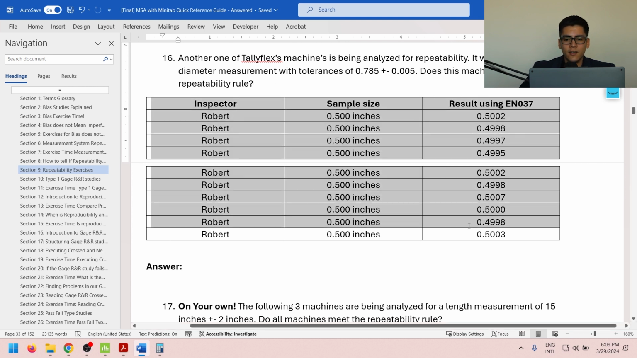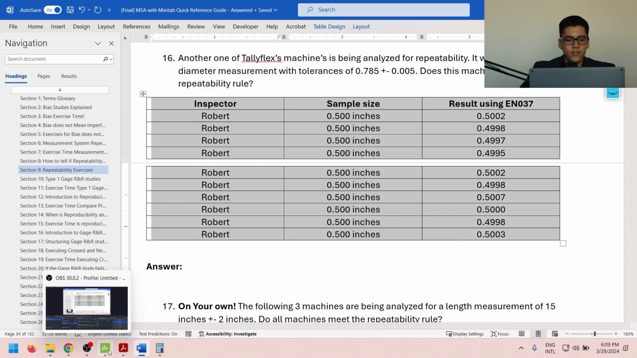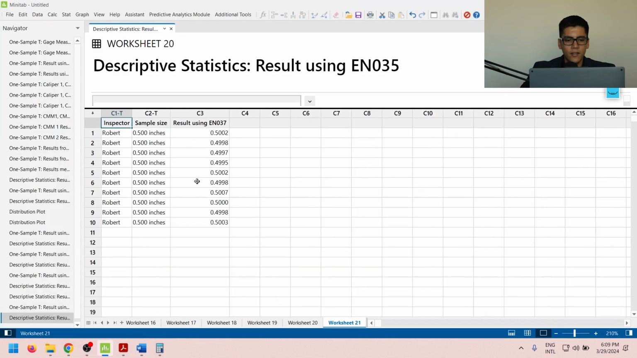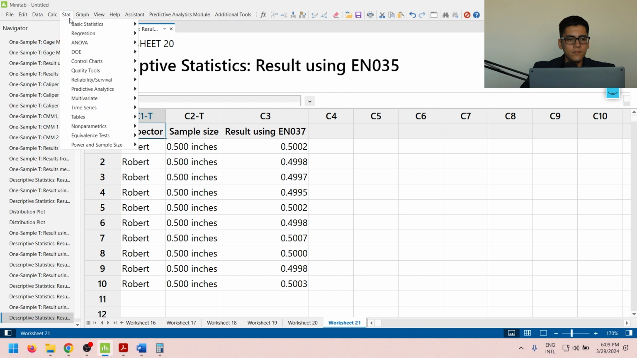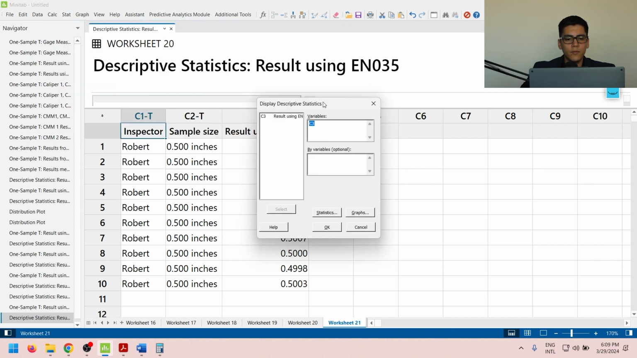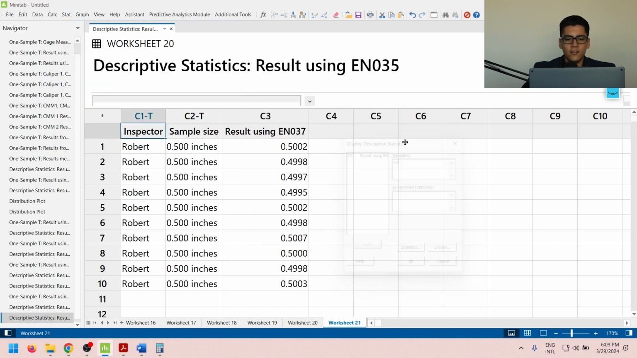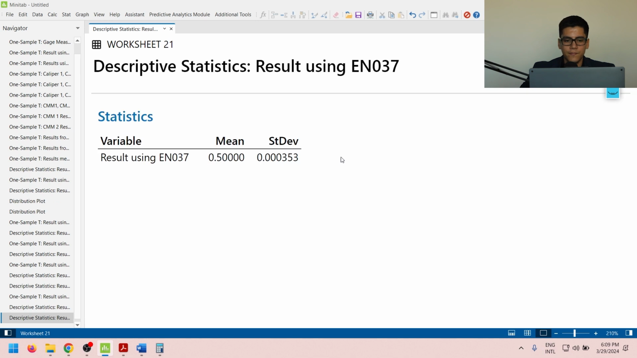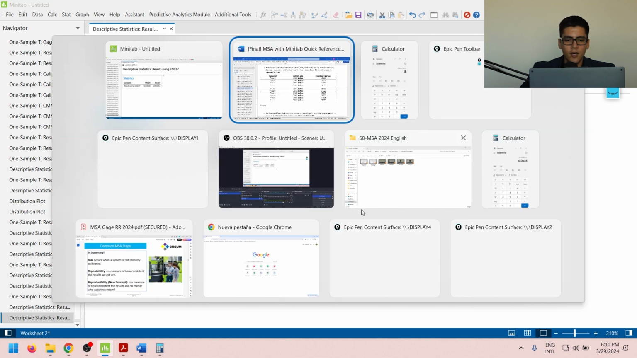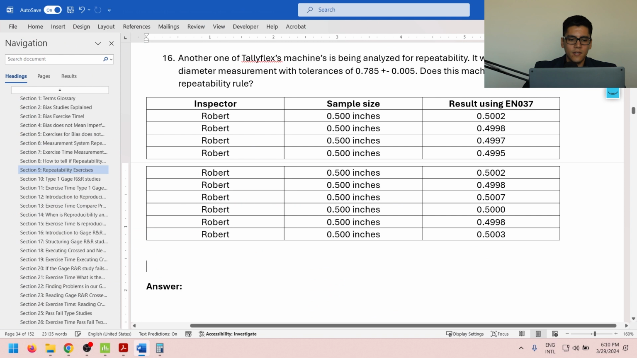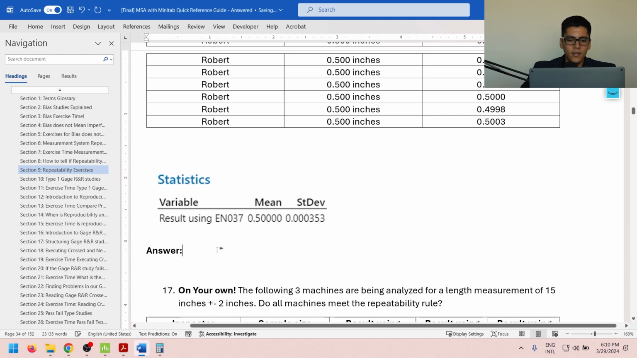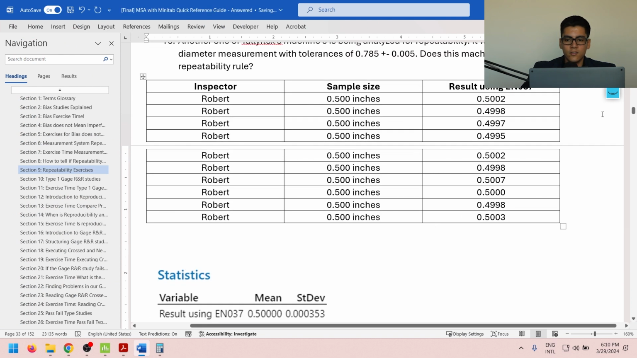Okay, we're simply going to copy our information as shown here. We're going to paste it on a brand new Minitab worksheet. And since we're only going to do repeatability, I'm only going to calculate the standard deviation. So C3. There we go. I'm going to copy my information as a picture as shown here. And now we're going to do our calculations.